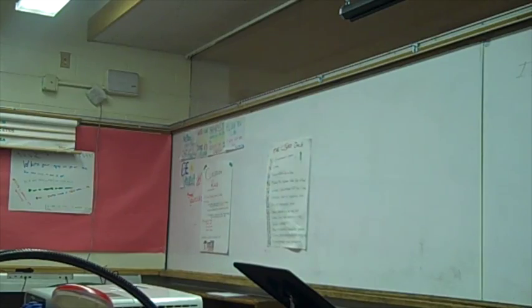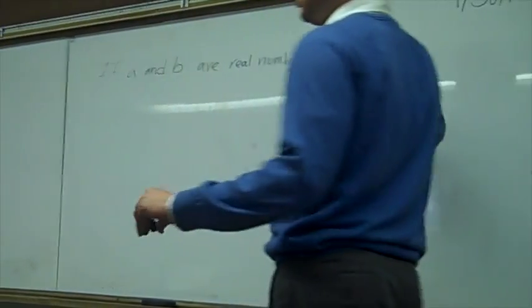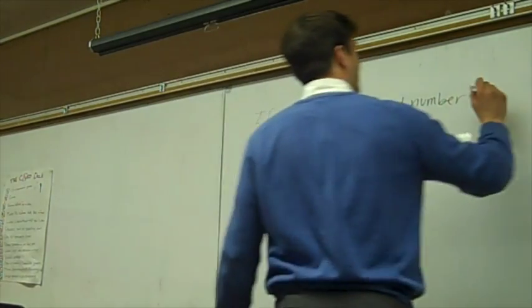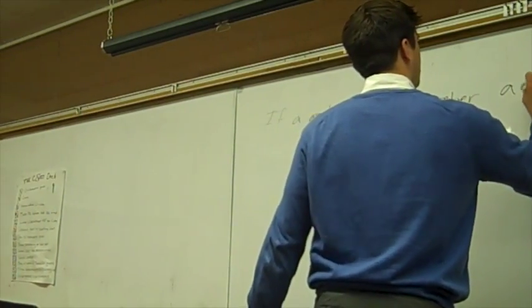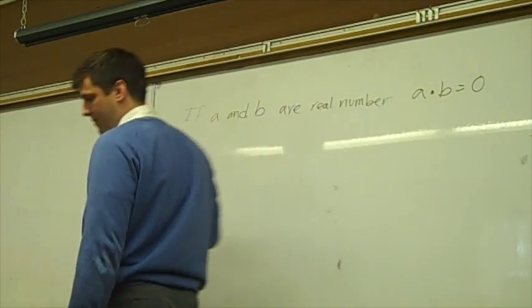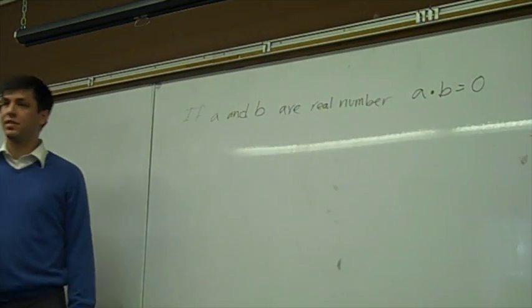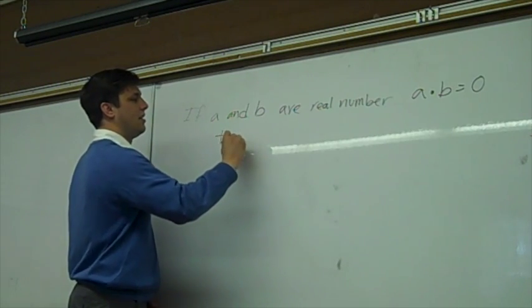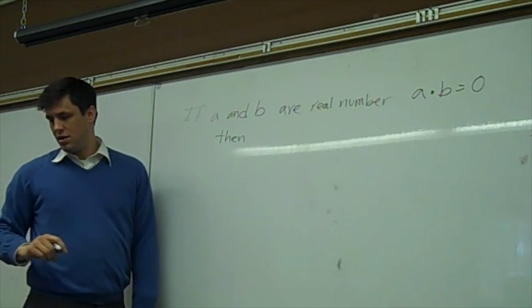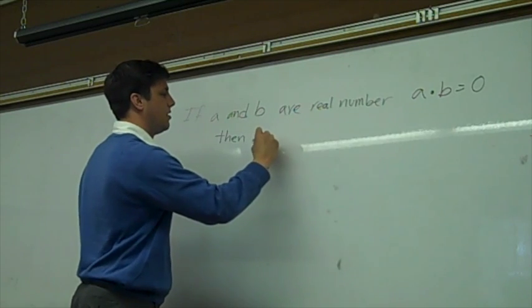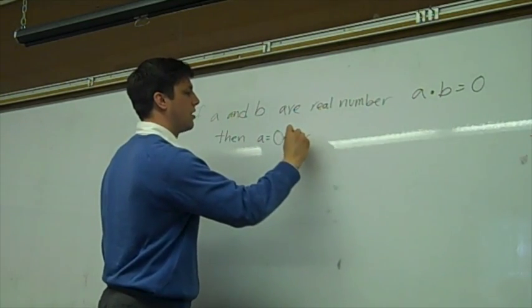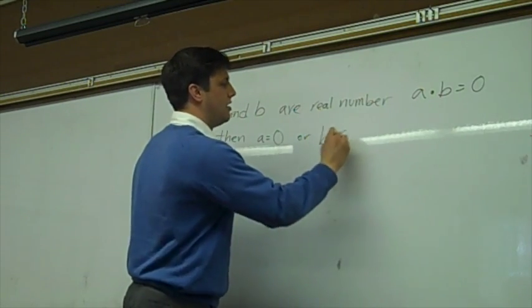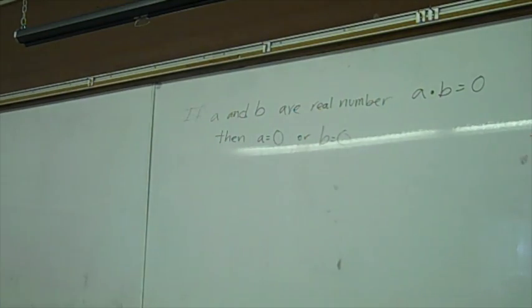So if A and B are real numbers such that A times B equals 0, then A equals 0 or B equals 0. Someone put that in your own words for me.